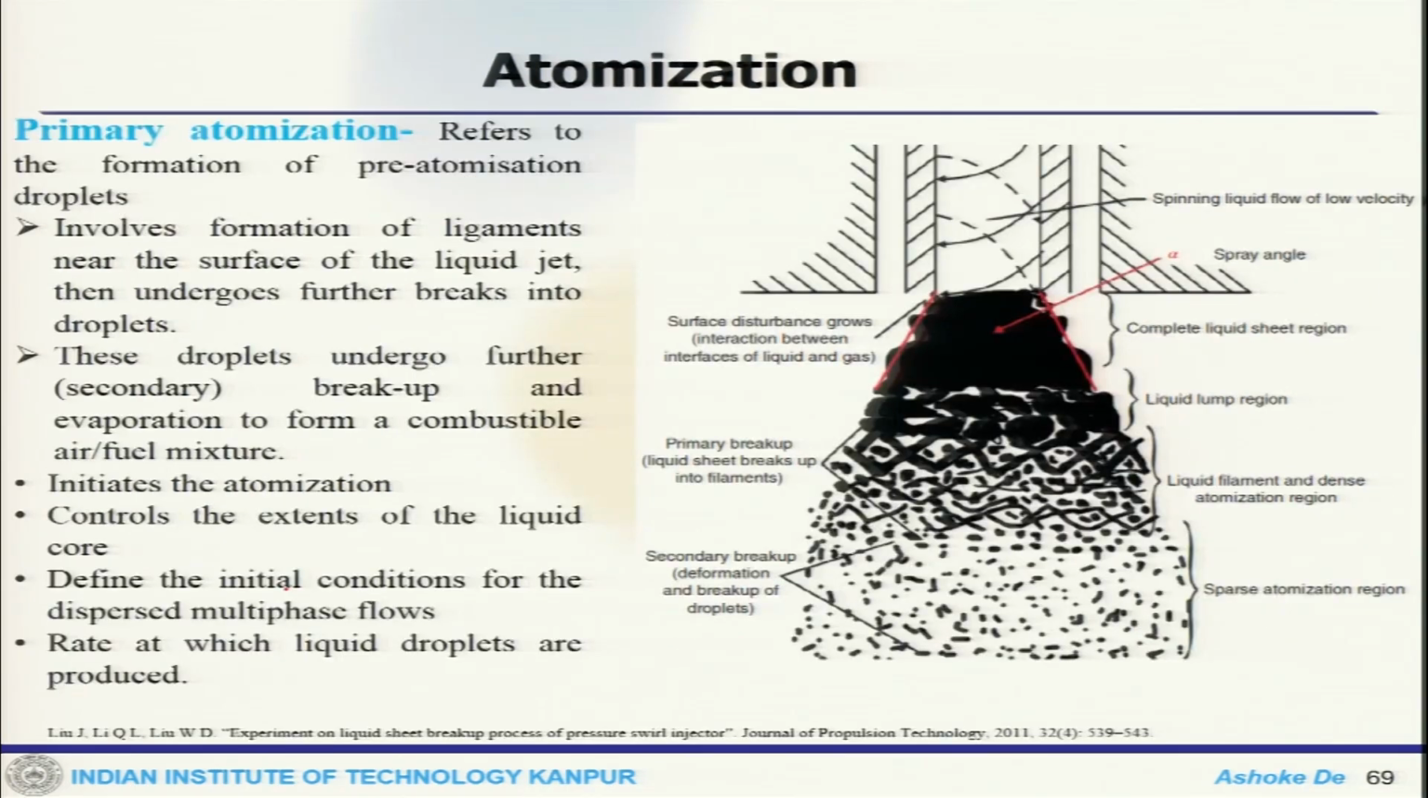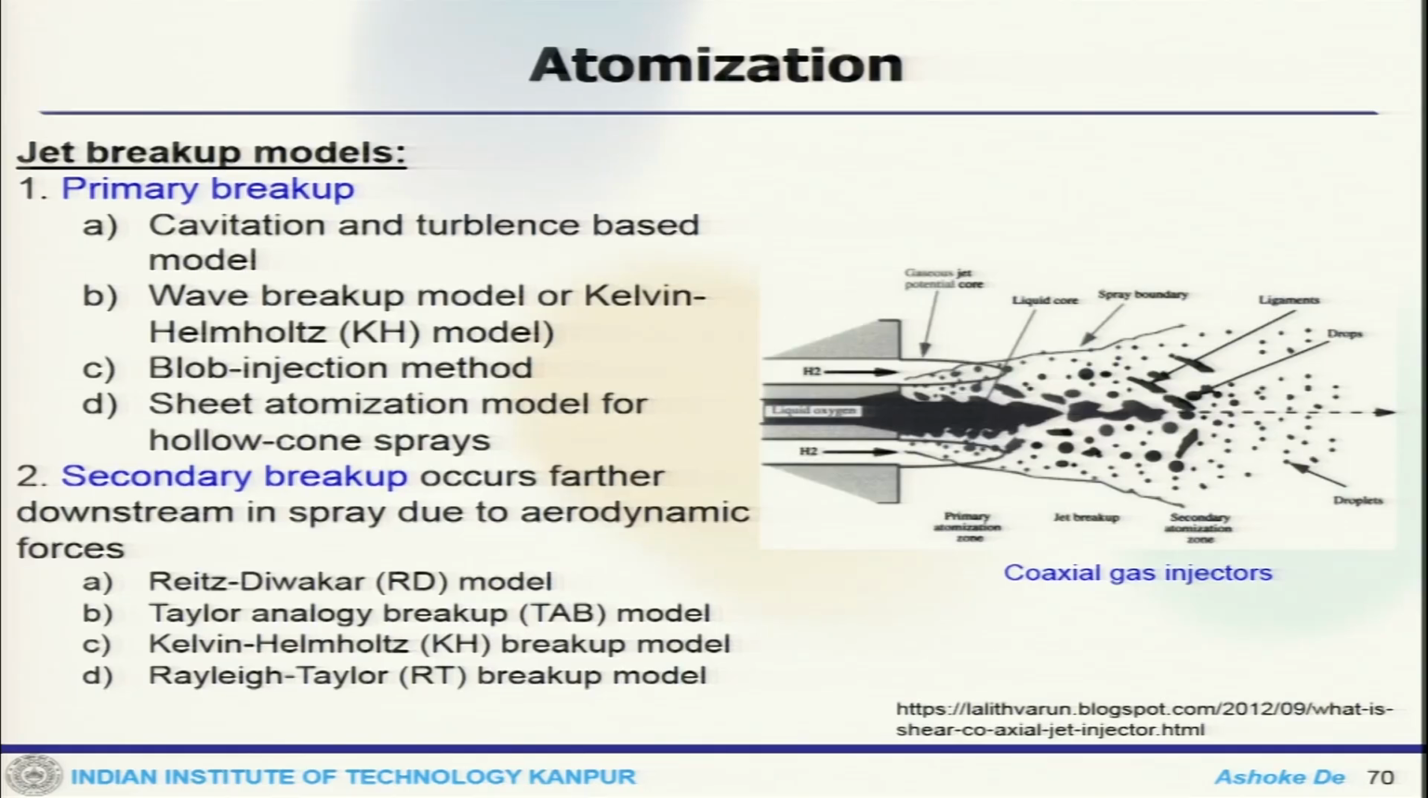Now the primary atomization actually involves the formation of the ligament near the surface of the liquid jet, which undergoes further breakup. These droplets undergo secondary breakup, and then the fuel-air mixture initiates the atomization and controls the exit of the liquid core. So now this is how there is a sheet region, then a lumped region, then the filament region, and then the atomization which takes place. Now there are jet breakup models.